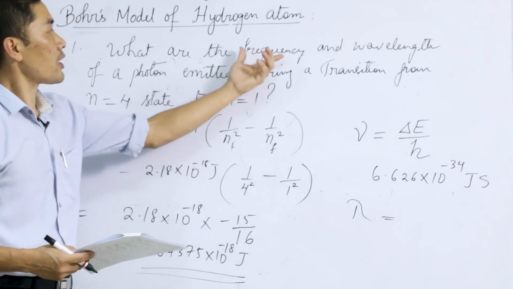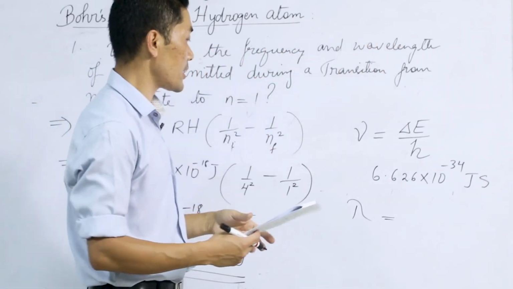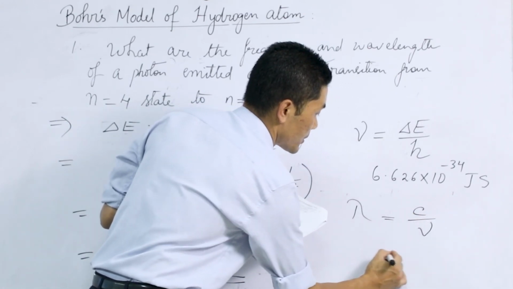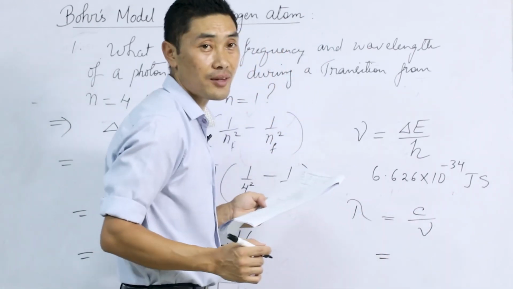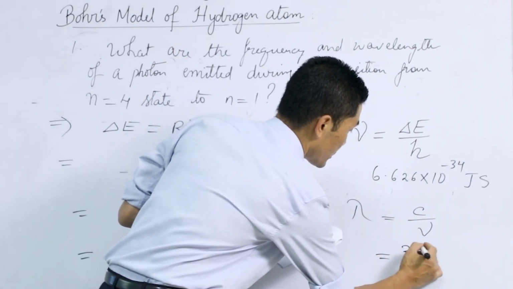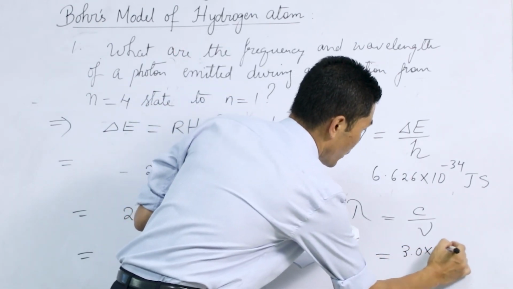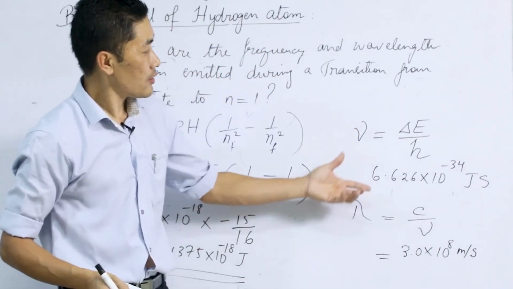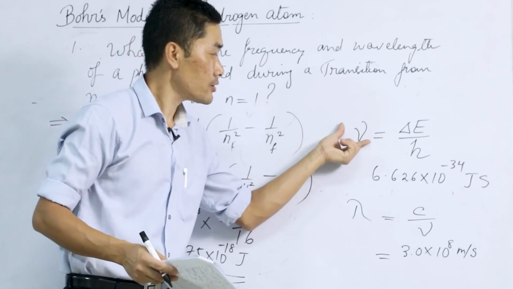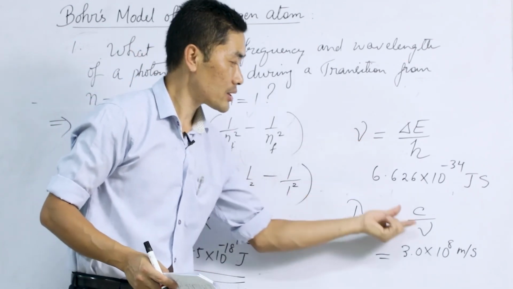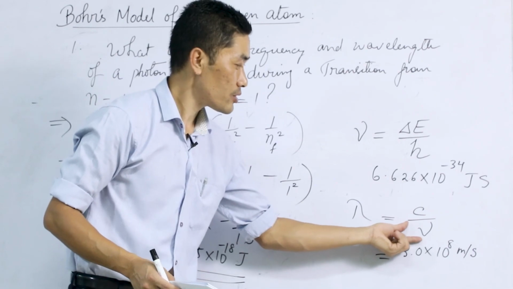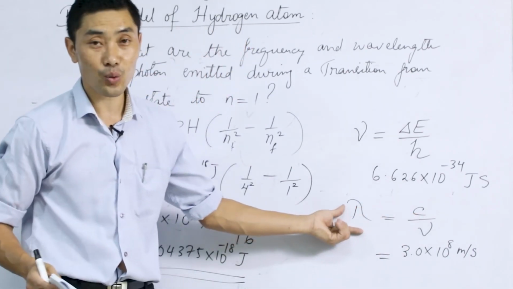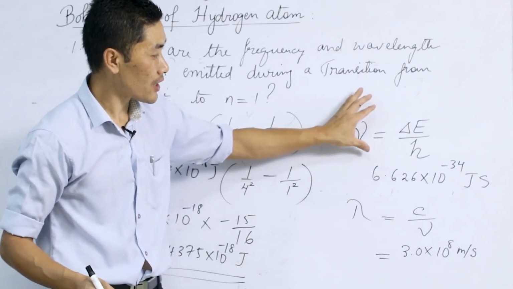Since we are asked to calculate frequency as well as wavelength here, wavelength will be given by c by nu. c is the speed of light, that is 3.0 into 10 to the power 8 meters per second. You calculate nu, the frequency, and put its value here to divide into the speed of light, c. Then you will get the wavelength. I want you to try and calculate this.